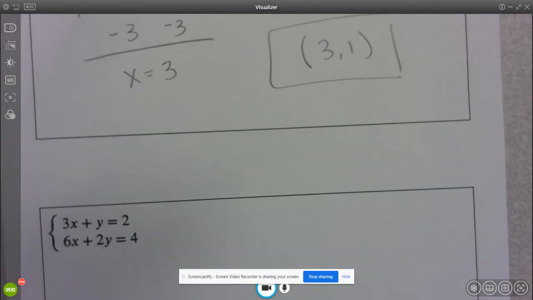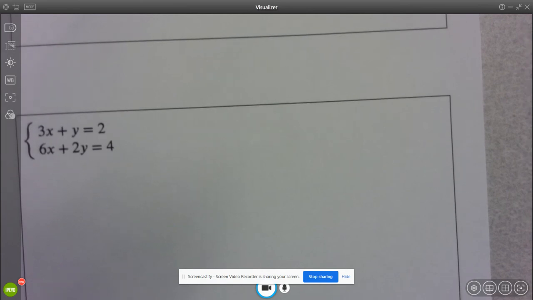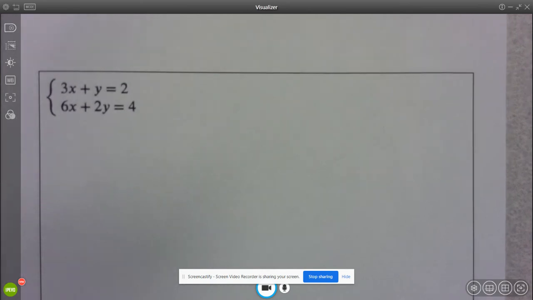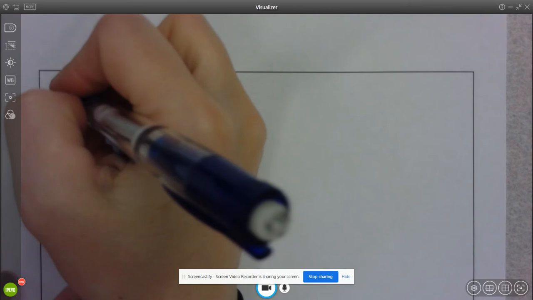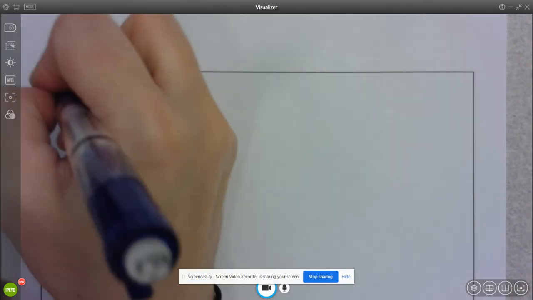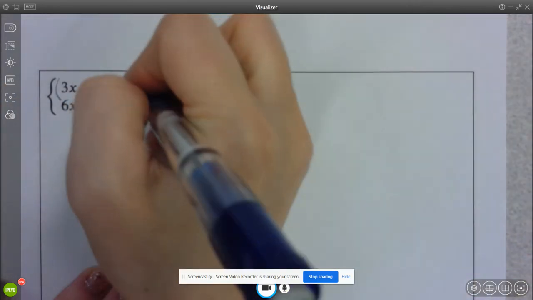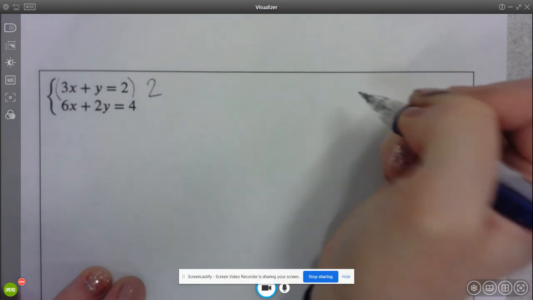Next, we've got 3x plus y equals 2 and 6x plus 2y equals 4. So in this case, I'm going to just look at the x's because I'm a creature of habit. I usually look at x first. 3 and 6, I can easily make those look similar. I'm going to multiply the first equation by 2.